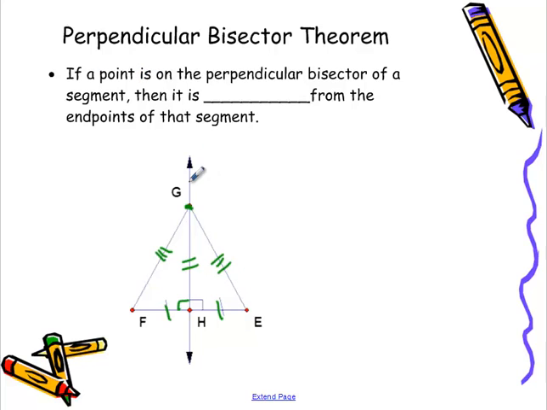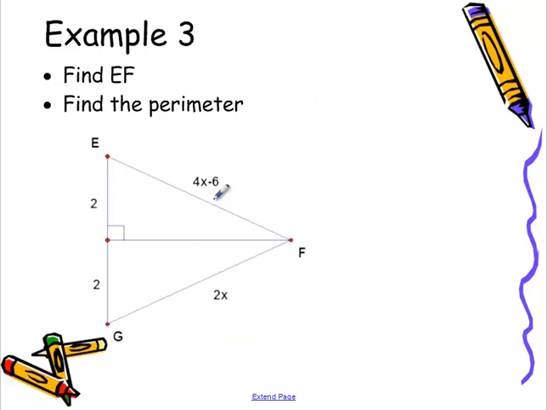So if a point is on the perpendicular bisector G, then it is an equal distance from the endpoints. We're talking about FG and EG. Let's take a look and see what that actually means when we look at it in a problem. We'll get a picture like this. We know that because these are both 2, it's a bisector, and because of this symbol right here, we're talking perpendicular. So, because it's a perpendicular bisector, I know the distance from F to E is the same as the distance from F to G.